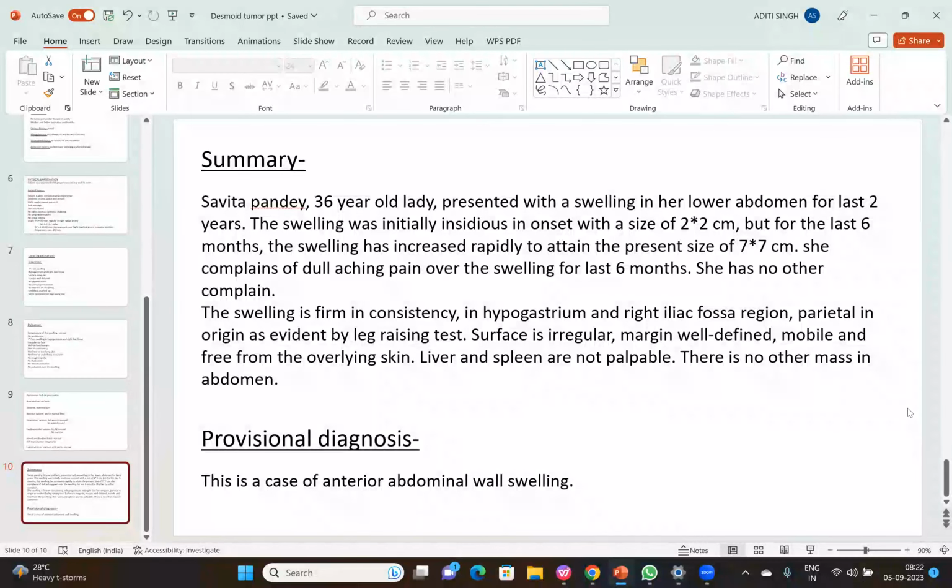The swelling is firm in consistency in hypogastrium region and parietal in origin as evident by the leg raising test. Surface is irregular, margin well defined, mobile, and free from the overlying skin. Liver and spleen are not palpable. There is no other mass in the abdomen. The provisional diagnosis: this is a case of anterior abdominal wall swelling.